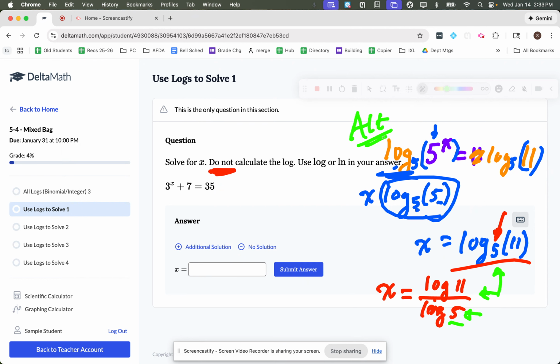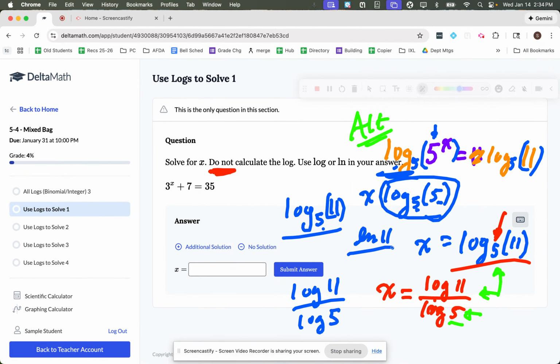So Delta Math will accept both. For this problem, you can put in log with subscript 5 of 11, I think it's like command negative or minus, that will get you there. Or this will be acceptable, but this will also be acceptable. And by the way, that will also be acceptable. You can use natural log instead of log if you want. All these will register as the same answer.